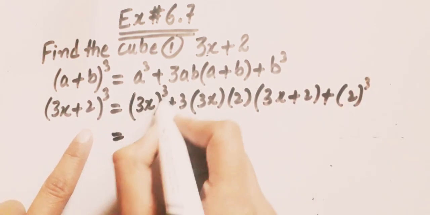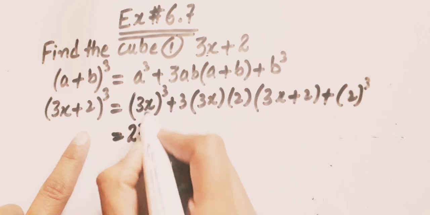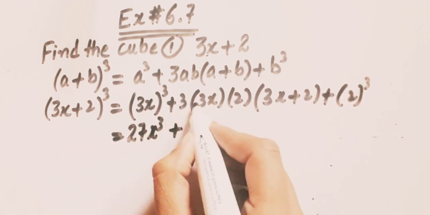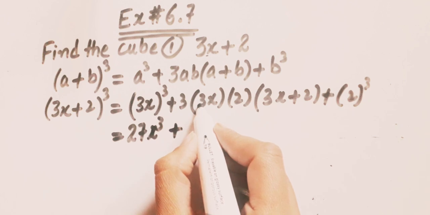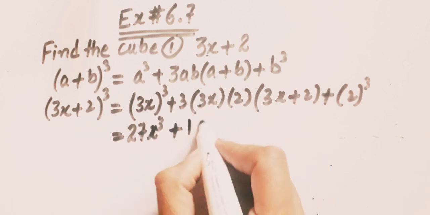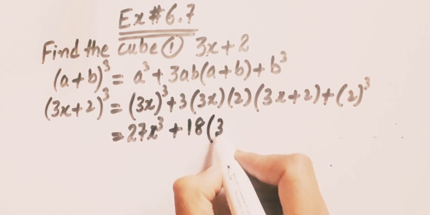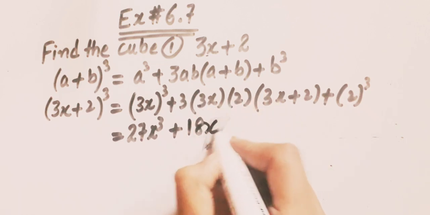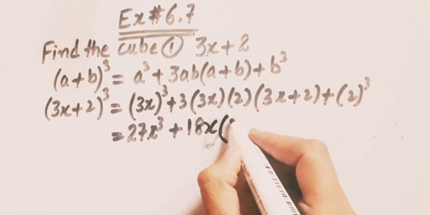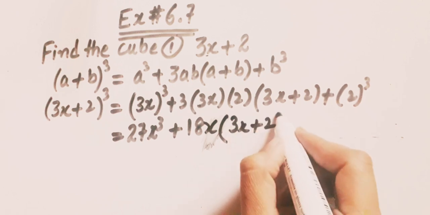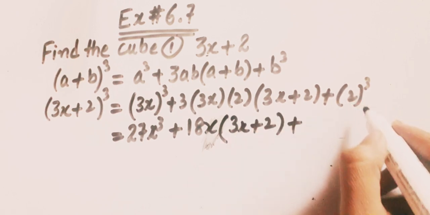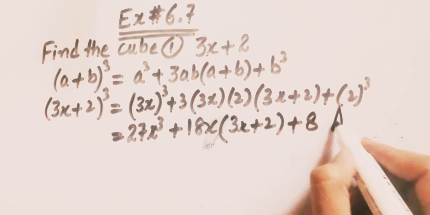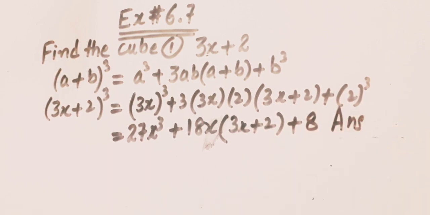So 3 cube is 27 and x cube, plus 3 into 3 is 9. 9 into 2 is 18. 18x, you will write x also. 18x into (3x plus 2). 2 cube means 2 multiplied by 2 multiplied by 2 becomes 8. So this is the answer of this question.